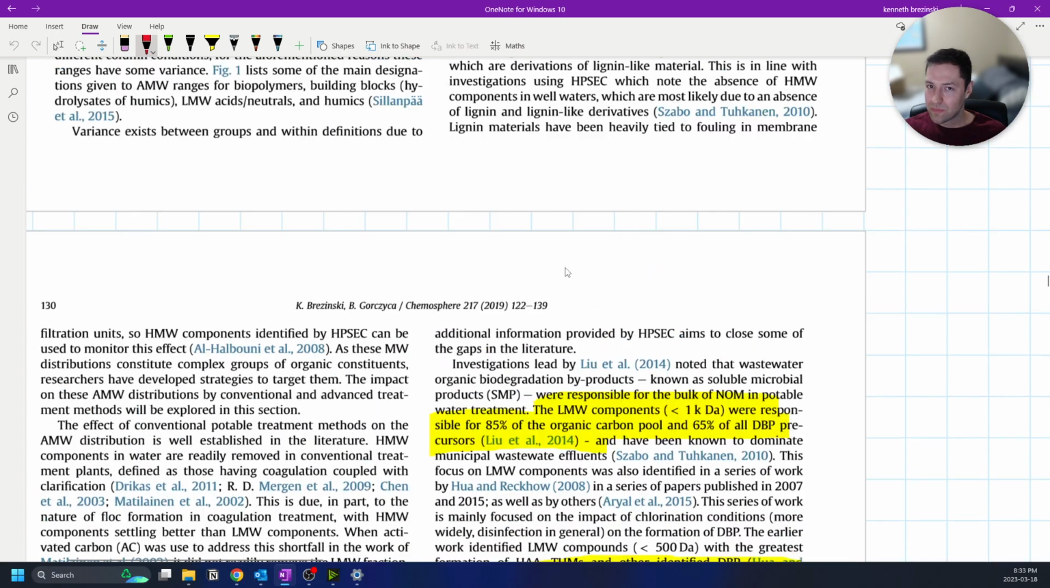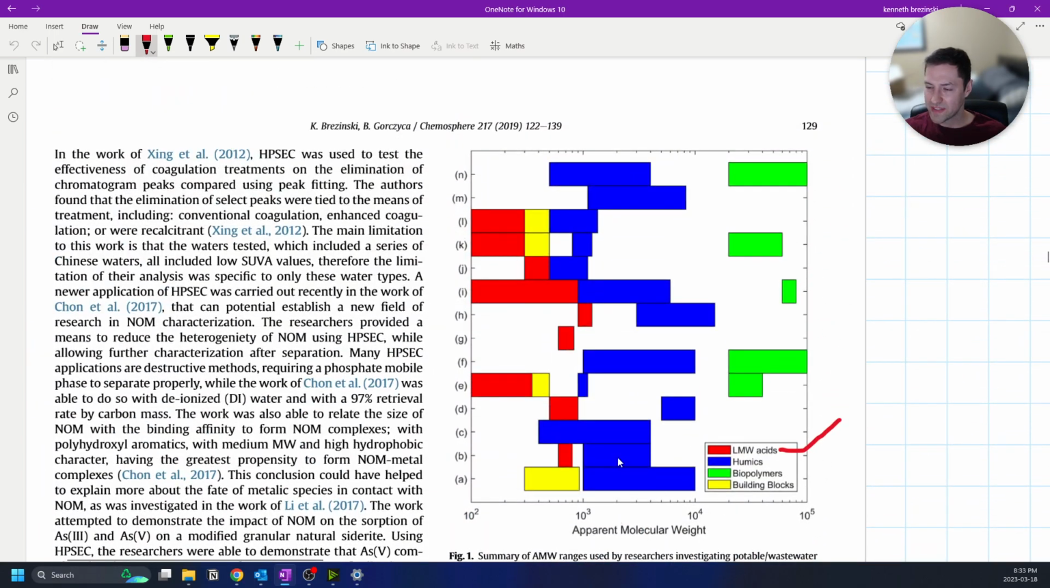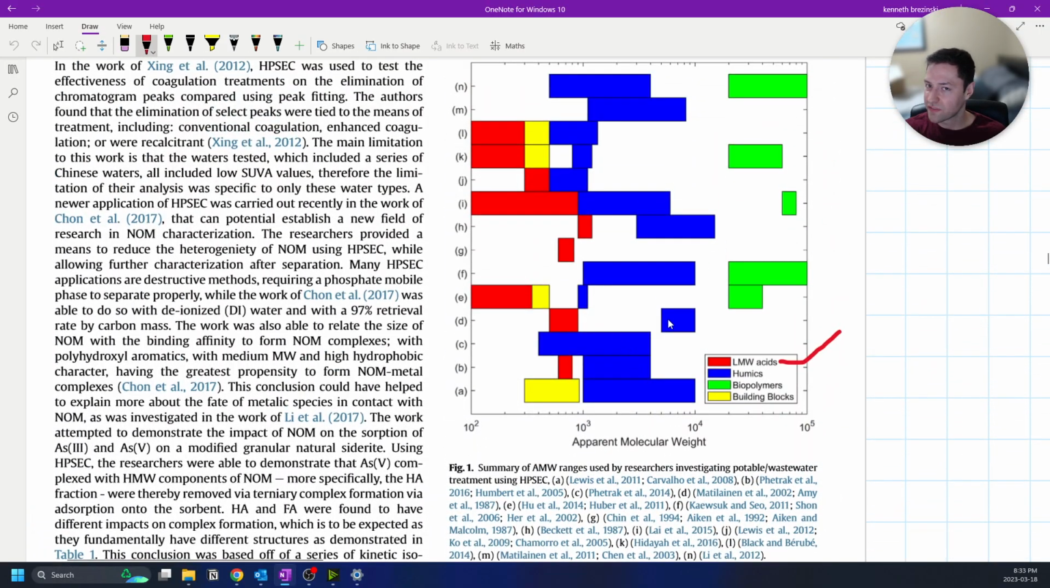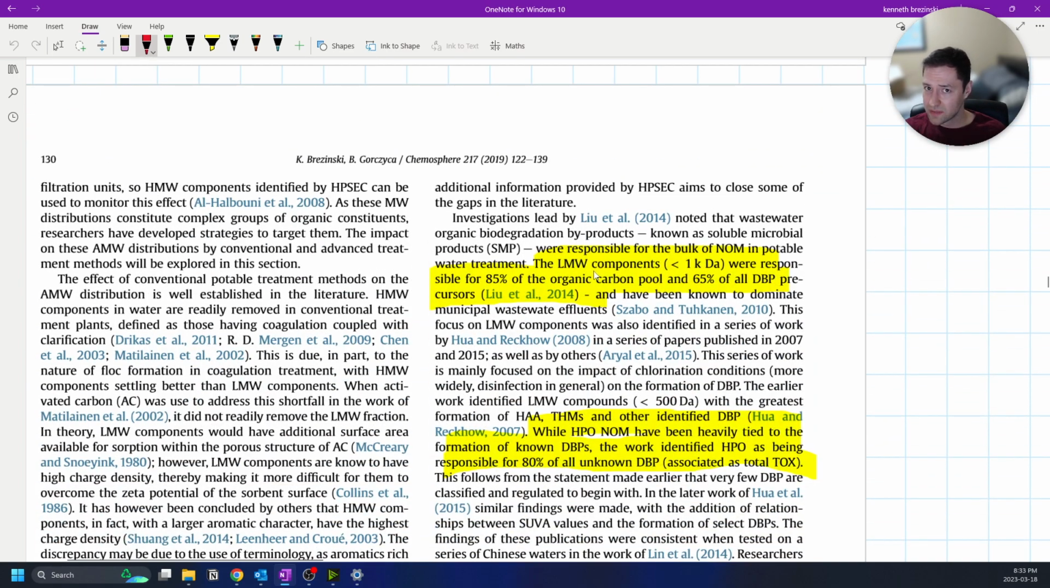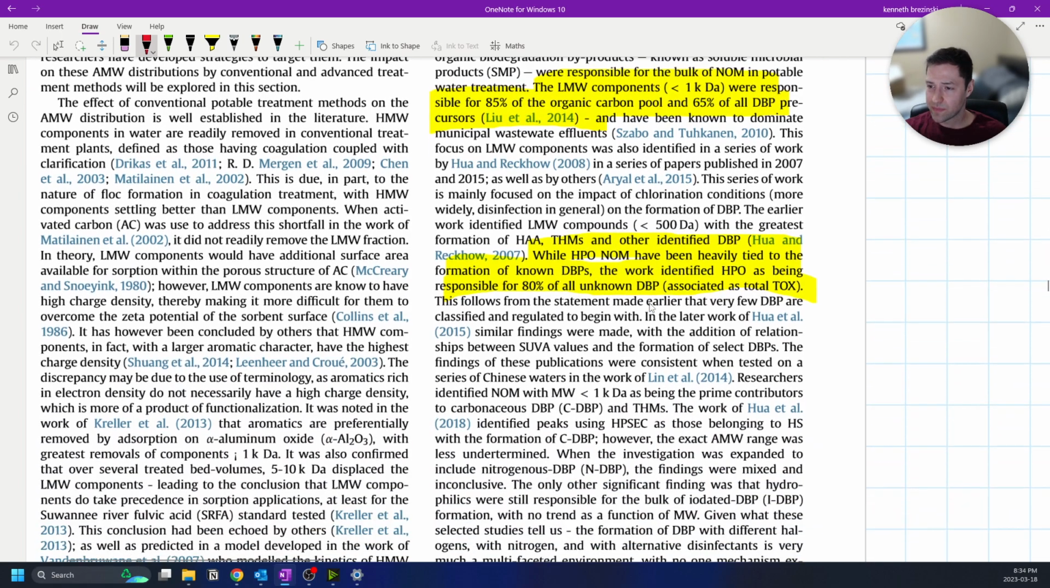Going a bit down here, we want to know, given these apparent molecular weights, how important is it? What sort of literature has been done where they looked at specific fractions of these and correlated them with other things of concern? As one example, in the work of Liu et al. 2014, they noted certain soluble microbial products were responsible for the bulk of natural organic matter in potable treatment, and that very low components, less than 1,000 daltons, were responsible for 85% of the organic carbon pool. This would be measured by the dissolved organic carbon or total organic carbon, and actually 65% of all DBP precursors. So that just shows us that according to this literature, these soluble microbial products were responsible for a big part of the carbon pool, and those that were most reactive.